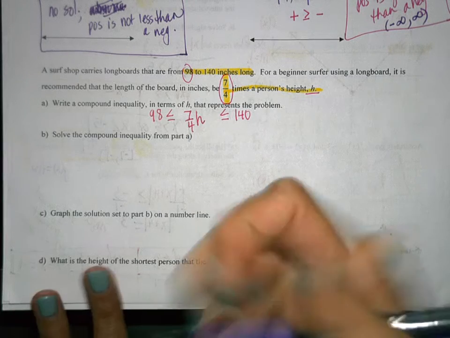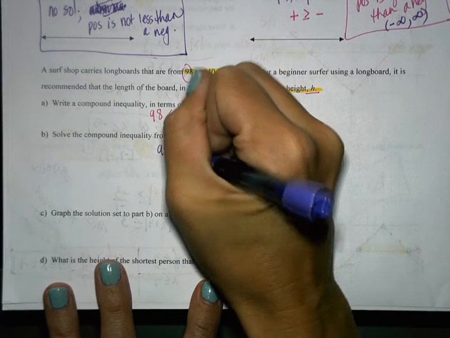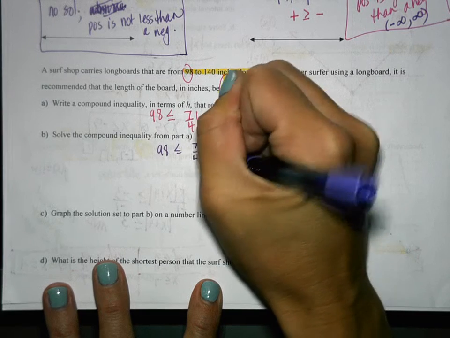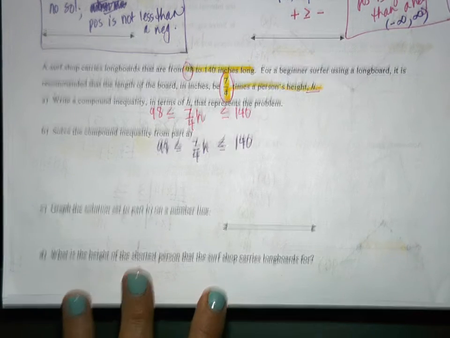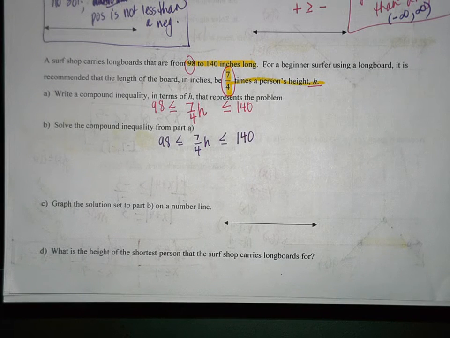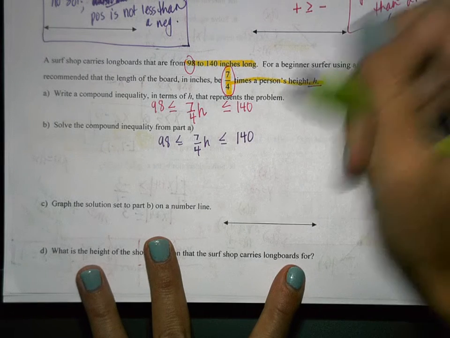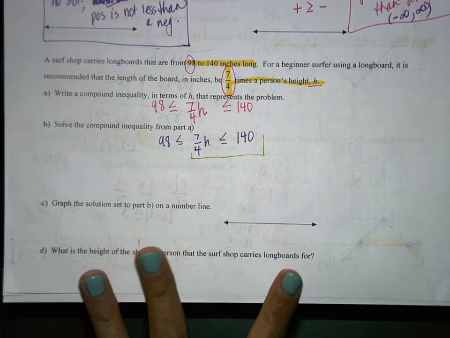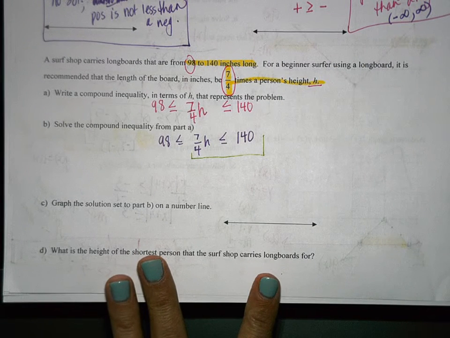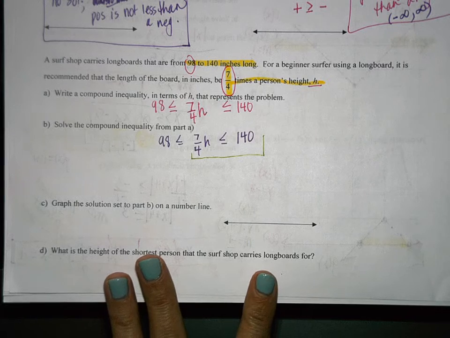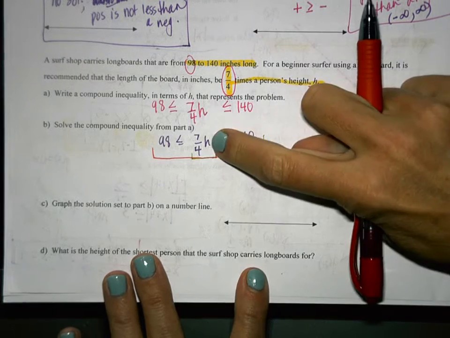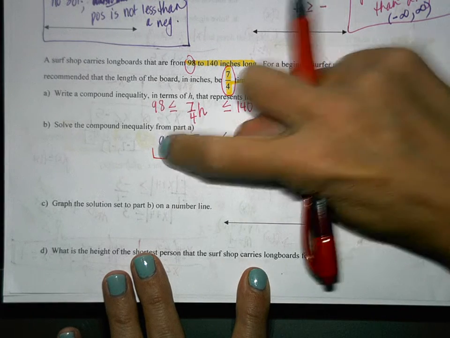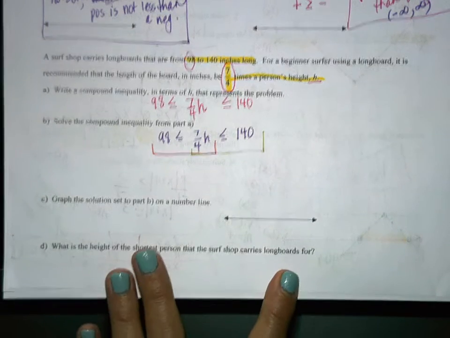I'm going to rewrite the problem. We have 98 is less than or equal to 7/4 h is less than or equal to 140. We could separate these into two problems, but it's okay to just leave it the way it is. You just need to know that you actually have two problems here. This is one problem where 7/4 h is less than or equal to 140. And this is another problem where we have 7/4 h is greater than or equal to 98, or you can think of it as 98 is less than or equal to 7/4 h.